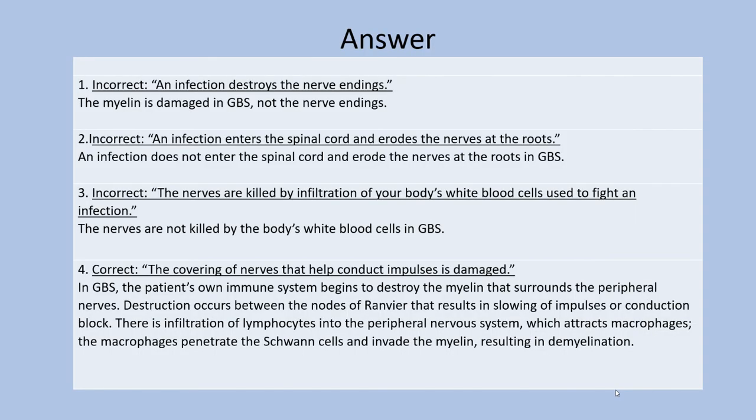Four is correct. The covering of nerves that help conduct impulses is damaged. So remember, the patient's own immune system is destroying the myelin on the nerves surrounding those peripheral nerves. Destruction specifically occurs between the nodes of Ranvier, which results in slowing of the impulses and conduction is blocked. There's infiltration of lymphocytes into the peripheral nervous system that attracts macrophages, and the macrophages penetrate the Schwann cells and invade the myelin, resulting in demyelination.